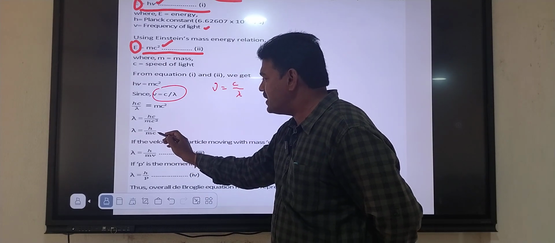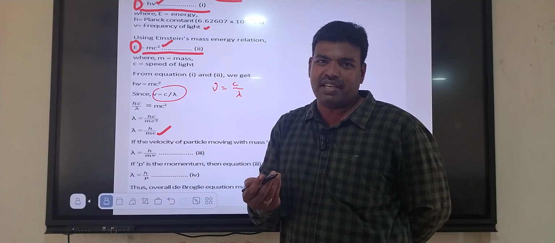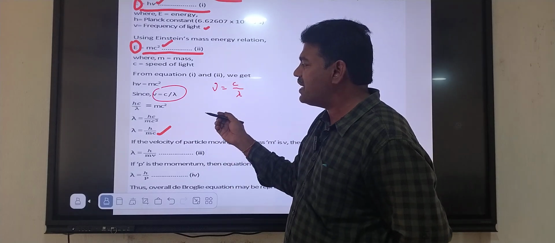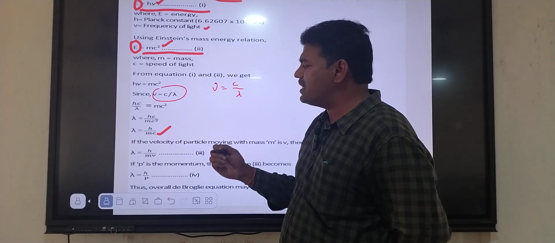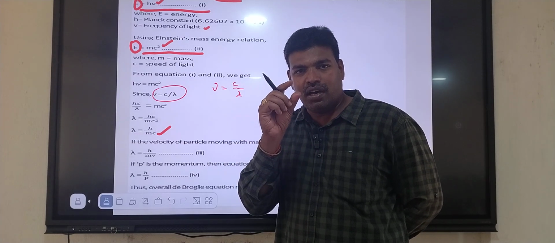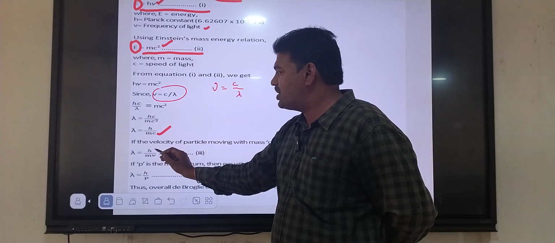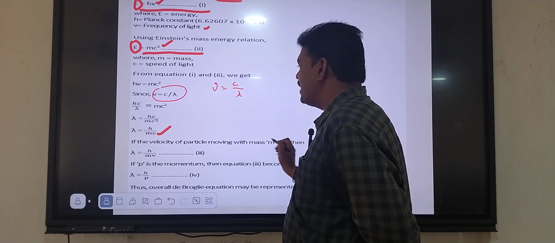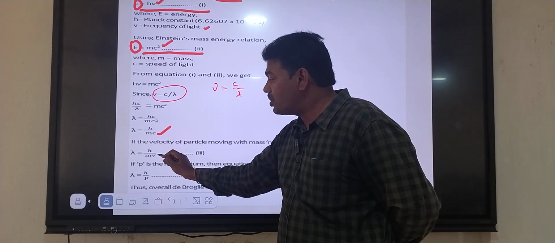Here c is the velocity of light, but when we are concerned with microparticles, whether electron or proton, we need to replace c with the velocity of that particle. That's why in general we write v instead of c, because c is the standard letter for the velocity of light. So if the particle of mass m is moving with velocity v, lambda is equal to h by mv.